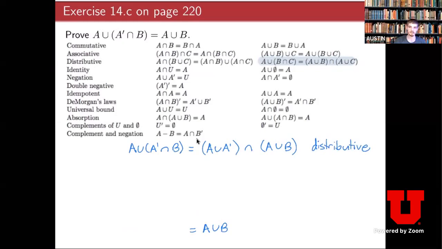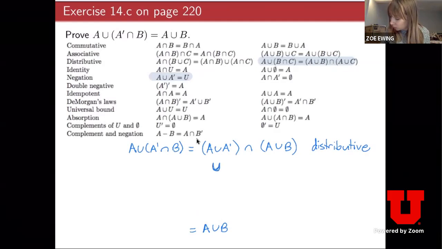All right. Any volunteers for the next step? Negation. Negation, awesome. So negation says that A union with A complement is the universal set. So we can put in a U right here and intersect it with A union B by the negation. All right, what is next?